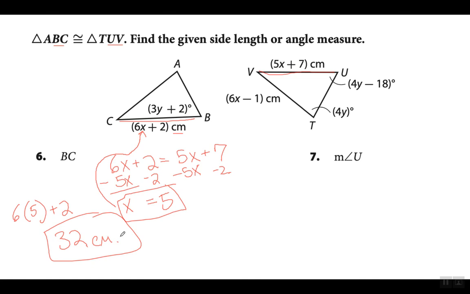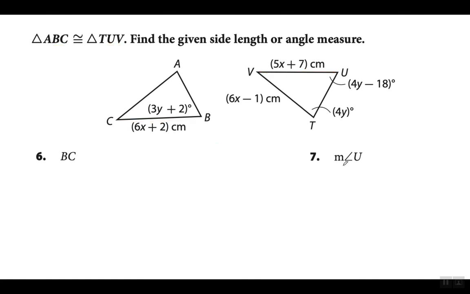Okay, now let's look at number 7. We have to find the measure of angle U. So here's angle U right here. U is the second letter, so it corresponds to the second letter in this one, angle B, which is the one I was talking about. It's right here. So I want to make them equal to each other. Angle B is this one, again because it's in degrees. So 3y plus 2.